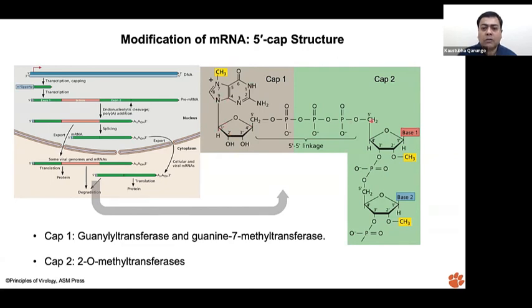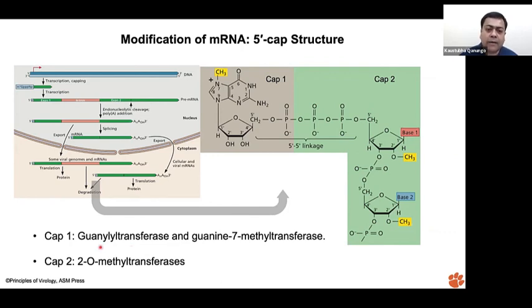So the first reaction is the addition of this guanosine, and this is done by the guanylyl transferase. And this guanylyl transferase can be associated with the RNA polymerase as a different subunit, a different enzyme in the eukaryotes that does the capping. In the viral DNA, it's known as the capping enzyme. It could be a different enzyme in many of the viral systems as well.